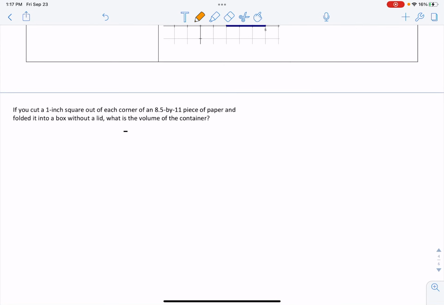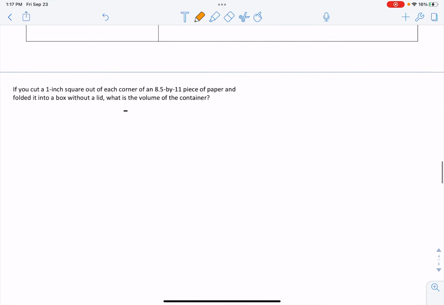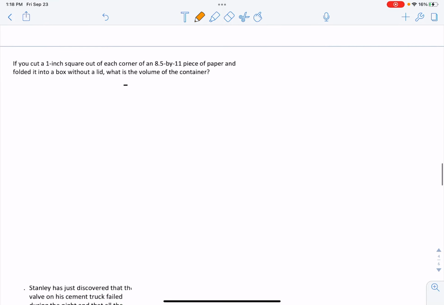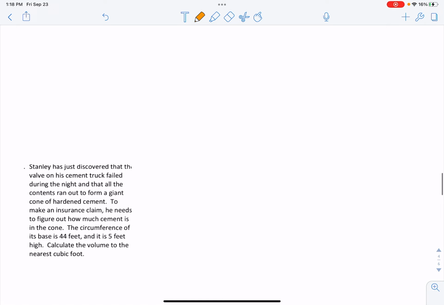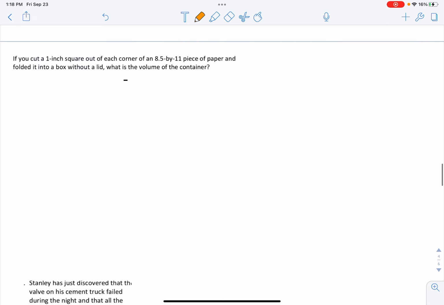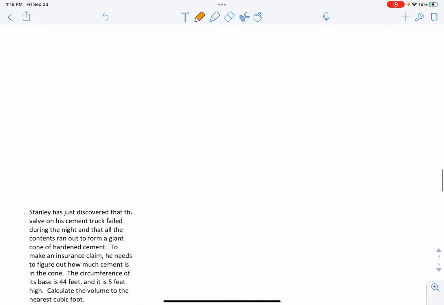Okay, today we're gonna study how to find the volume of prism and pyramid shapes. I think this is a cone shape.